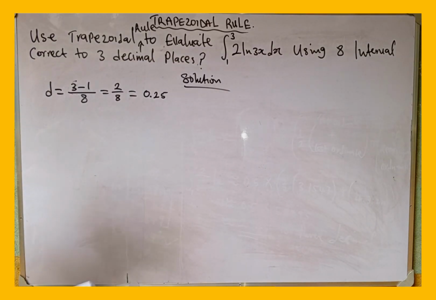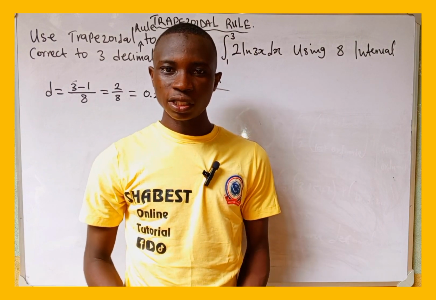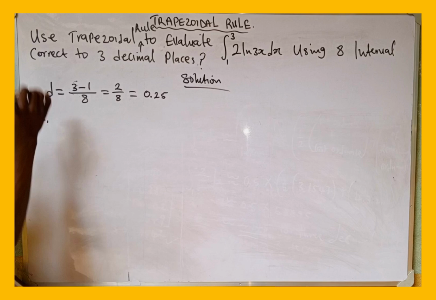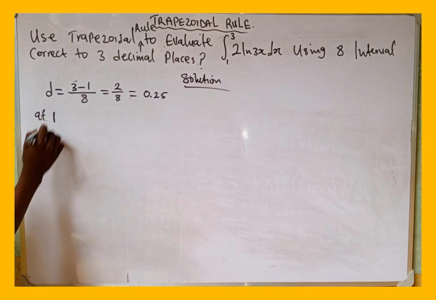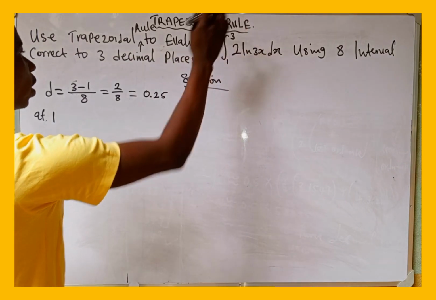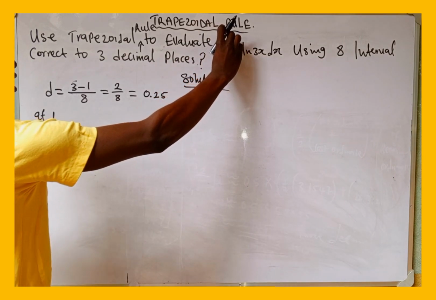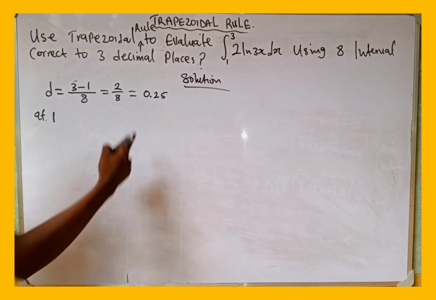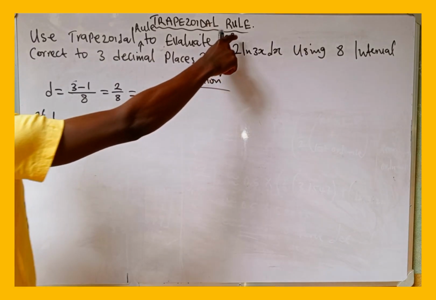After getting the width of the interval, the next thing we are going to get is the ordinate points. The first ordinate is the lower limit, which is 1. So the ordinate points are going to be from 1 to 3. To get the middle ordinates from 1 to 3, we keep adding the width of the interval, which is 0.25, to the lower limit until we reach 3.